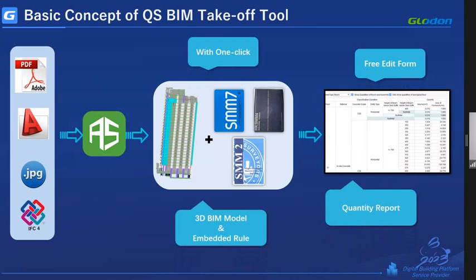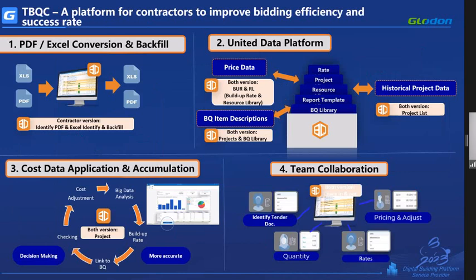And for the TBQ, we can help you to convert the PDF and Excel file to do the price specification, and then export the document, and also combine with the resource library and unit prices in our TBQ. You can import the historical project data and price data, and reuse the data in every project. And also in TBQ, you can do the cost data application and accumulation to help you to finish the cost analysis.